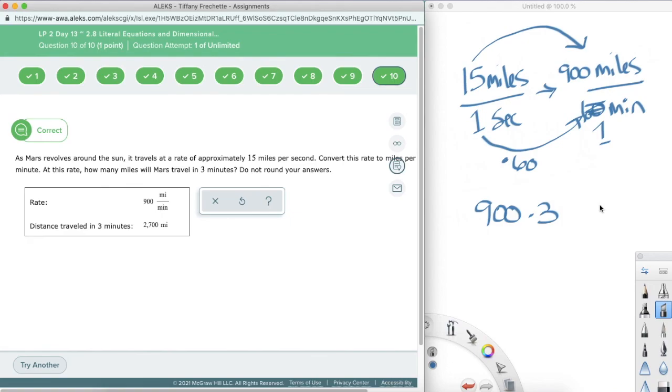But hopefully they give you one that is an easy conversion to make, or they will tell you. If they're asking you from miles to kilometers, they're usually going to tell you what that conversion is. But all right, well, that was section 8, and I will see you in section 9.